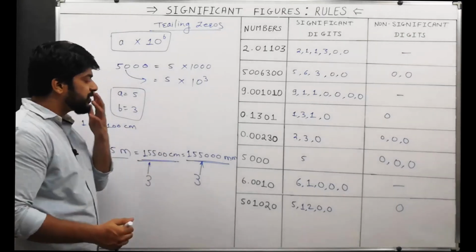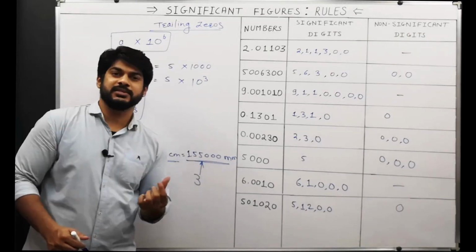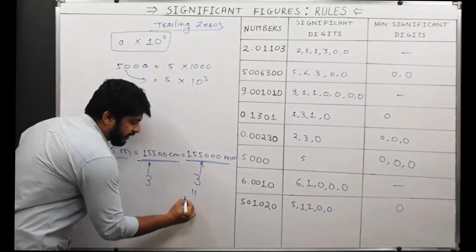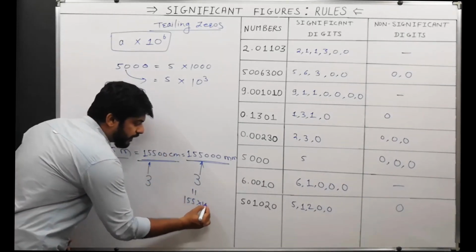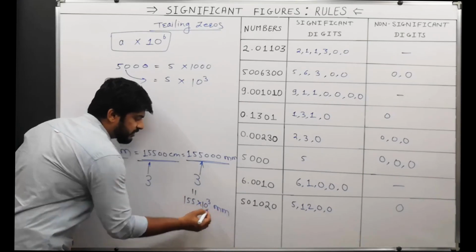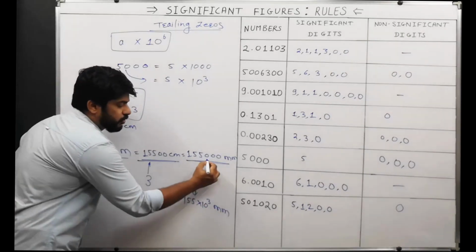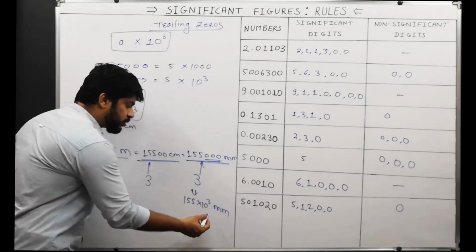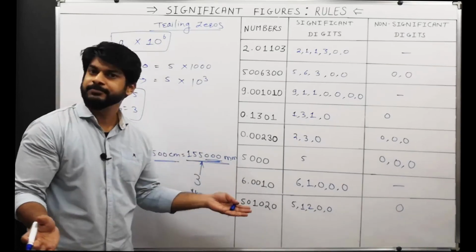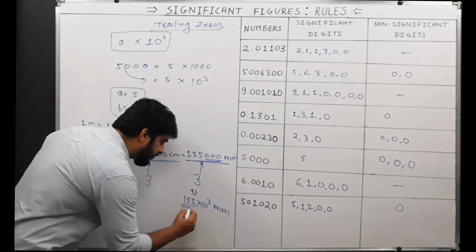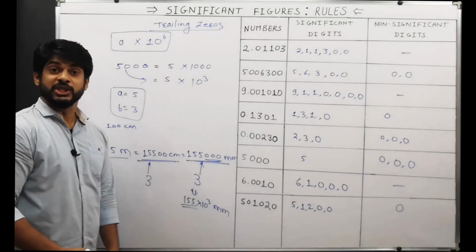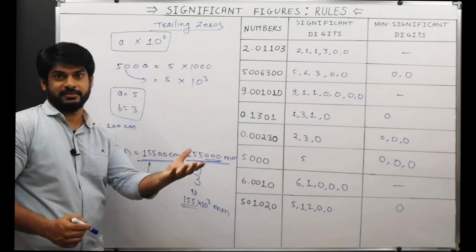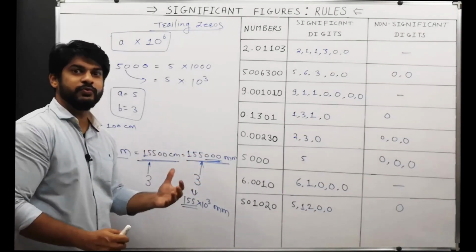Now you may say, no, here there are 6. No, there is another way of writing this. We can write this as 155 into 10 raised to 3 mm, because these 3 zeros can be written as 10 raised to 3. This 10 raised to 3 talks about these 3 zeros, and these 3 digits, 155, talk about the information hidden in this number, because that is what we want.